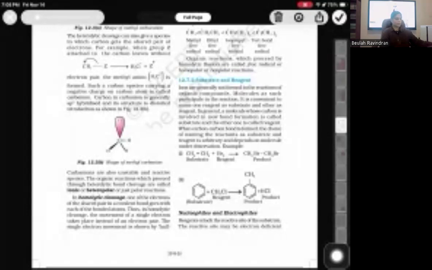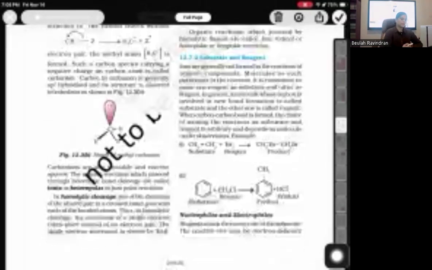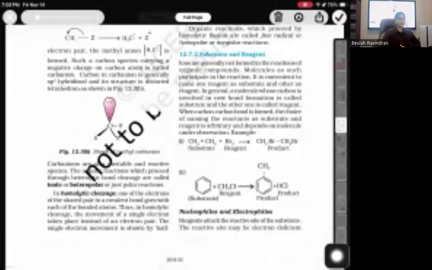So today's topic is, we will see the additional concepts of organic chemistry, basic organic chemistry. Along with homolytic and heterolytic cleavage, we'll see more basic concepts. Substrate and reagent we are going to see right now.